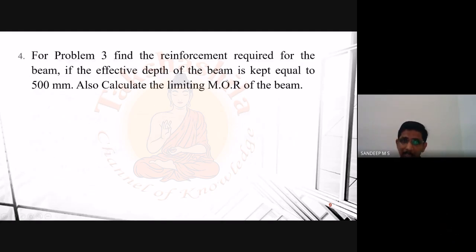Basically, here they have indirectly increased the depth, and it is kept at around 500 millimeters. So obviously the section might have converted to an under reinforced section, and we are supposed to calculate the limiting moment of resistance of this section. So basically this is not a design problem, right?